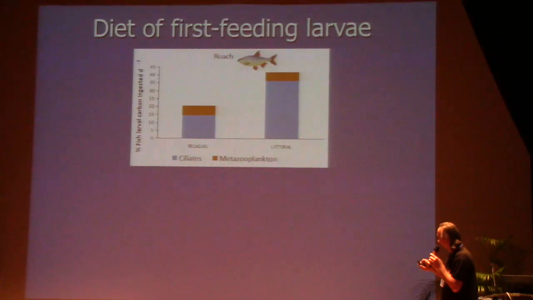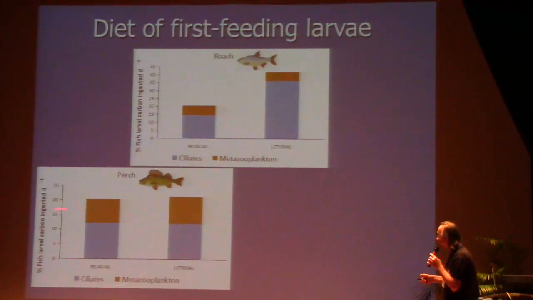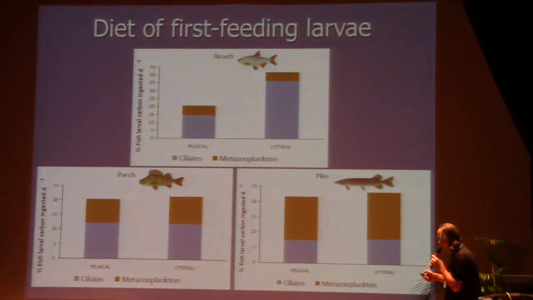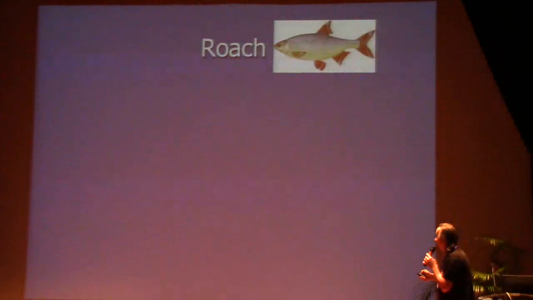Then the perch. The perch was a little bit boring, because there was no difference between the pelagial and littoral zone. They were very similar, and also ciliates made up most of the diet. And in the case of pike, the ciliates were least important, and again we found very similar results in both habitats.